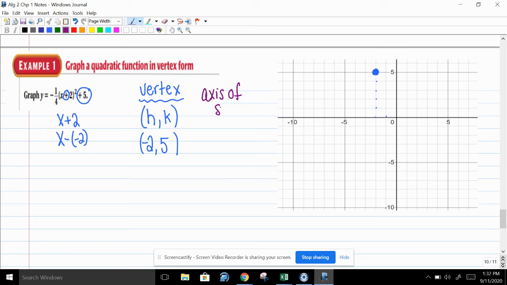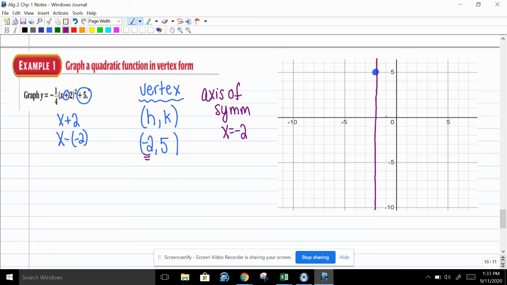Your axis of symmetry is the line going through that x coordinate. So x equals negative 2, which is this line right here. So there's our axis of symmetry. We're still going to use that axis to our advantage when we talk about finding points.